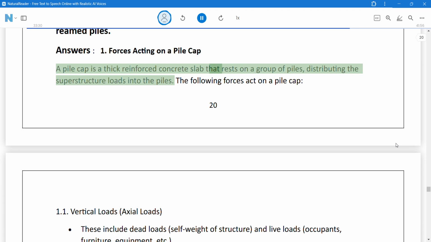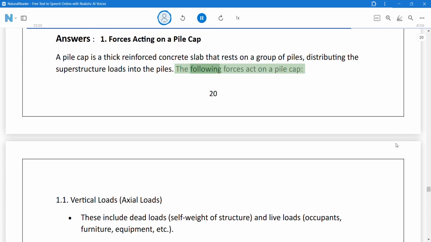A pile cap is a thick reinforced concrete slab that rests on a group of piles, distributing the superstructure loads into the piles. The following forces act on a pile cap.